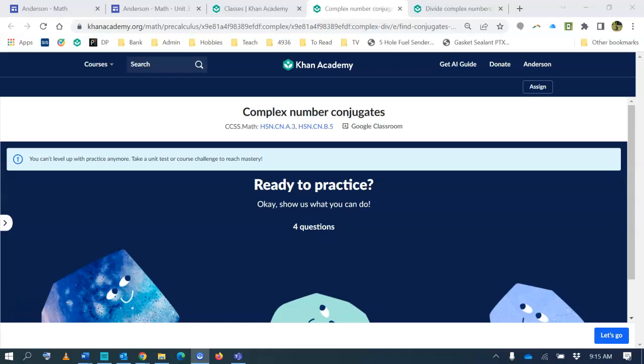All right, complex number conjugates. So that's a big word, a new word, conjugate. It basically sort of means opposite. Now that's not exactly true, but sort of true. And then also complex number means that we have an imaginary number somewhere in that number.